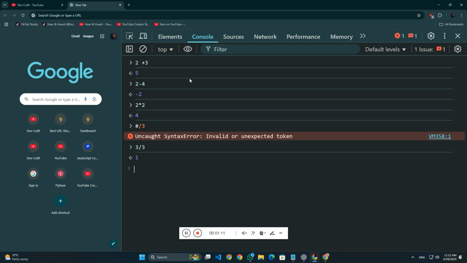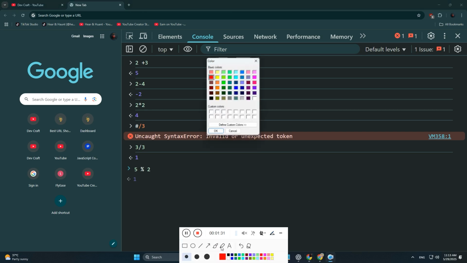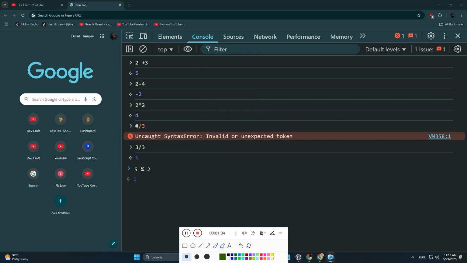Now we will come to the modulus operator. Number 5 modulus 2. It's a 1. Modulus means what is left behind. For example, if we divide 5 by 2, 2 into 2 is 4, and the remainder is 1. So this one is your modulus operator. Okay.